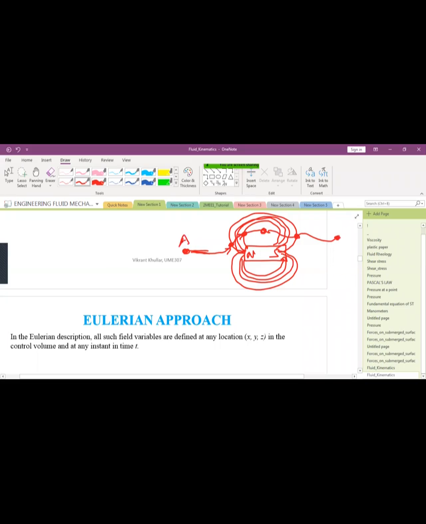So if I mark these locations as A, B, C, D, E, F, and this was a particle that was moving along this path, and these are the locations at which I want to find out the magnetic field on this particle. So this is the Lagrangian approach. That is, I'm tracking the particle and finding out what is the field at a particular location of that particular particle. हाँ जी, clear है? हाँ जी, कोई doubt?